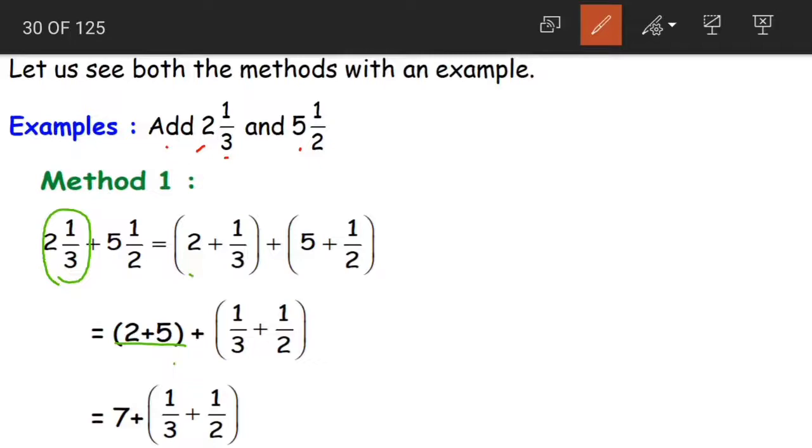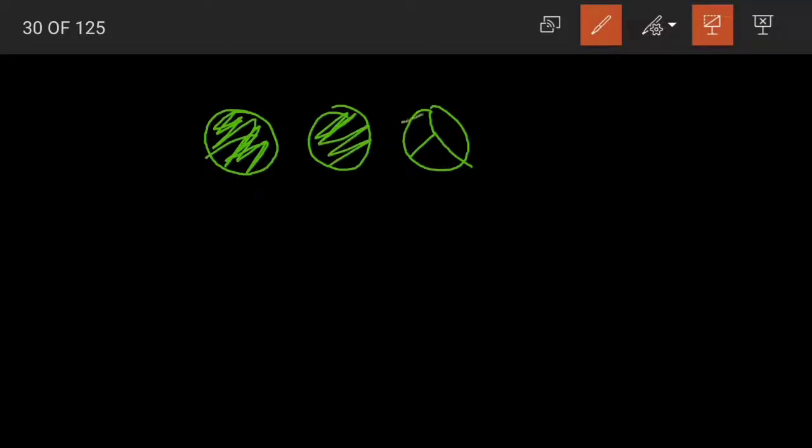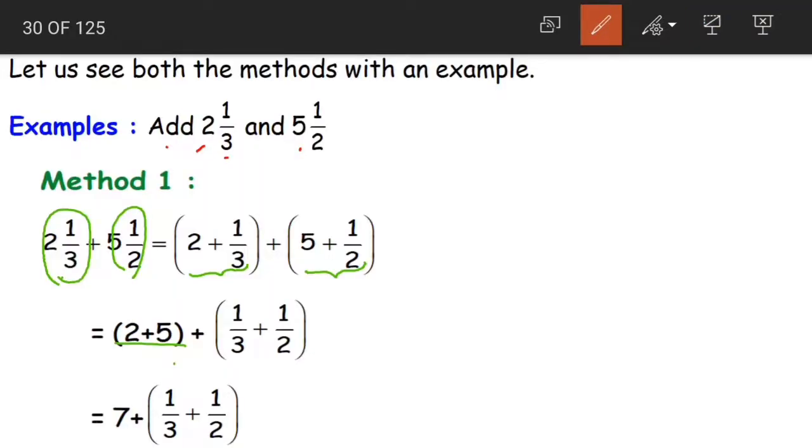2 1 by 3 is nothing but 2 plus 1 by 3. 5 1 by 2 is nothing but 5 plus 1 by 2. What is 2 1 by 3 if we represent it in the form of a diagram? These are two fully shaded circles and then the third one is only shaded 1 by 3. So 1 plus 1 is 2 and then we have 2 plus 1 by 3. That is nothing but 2 1 by 3.